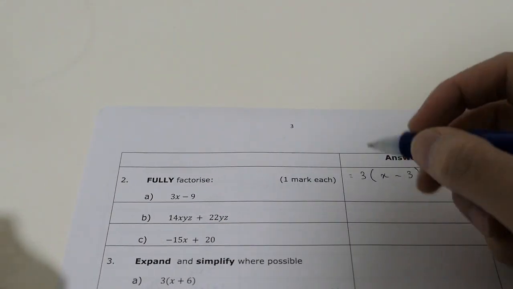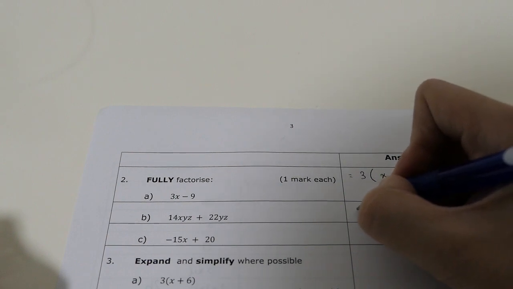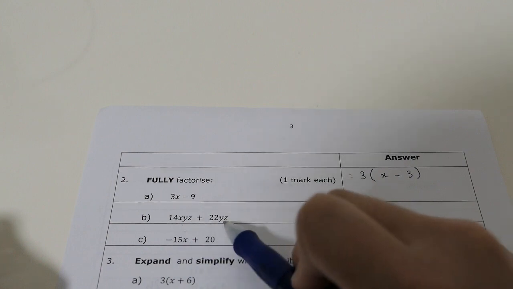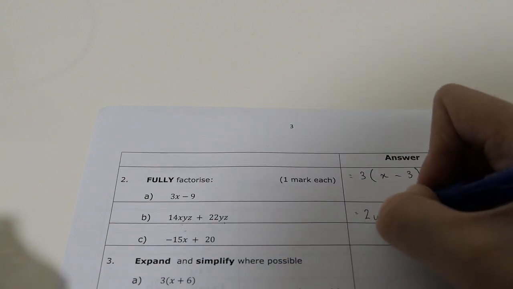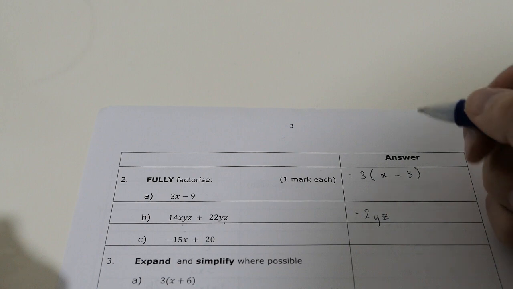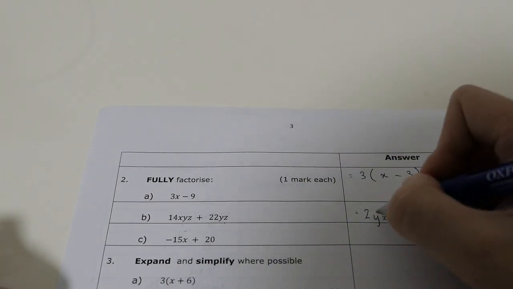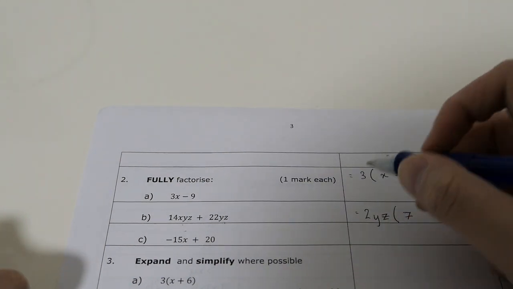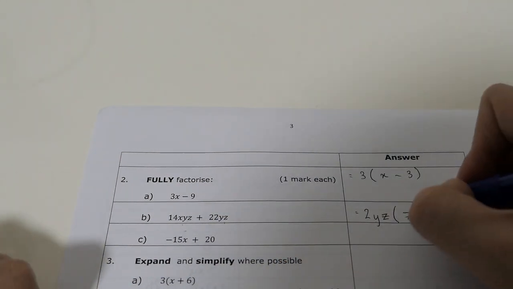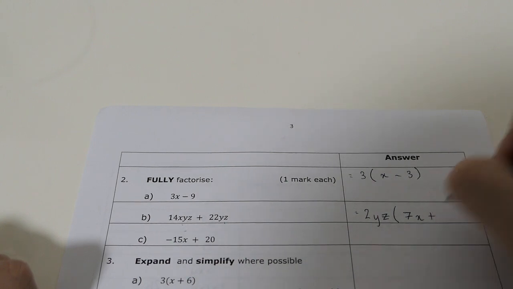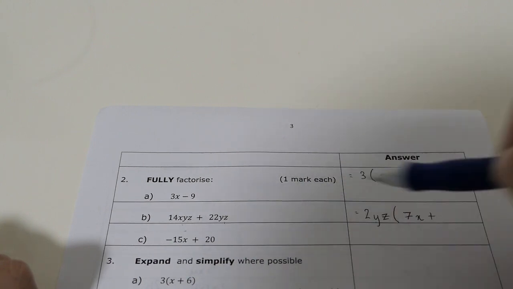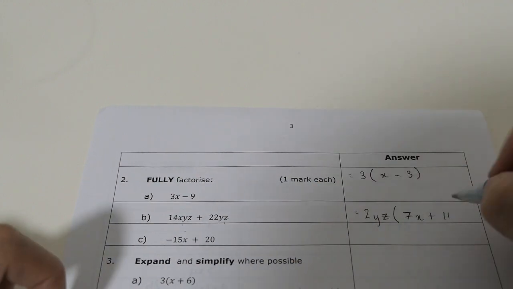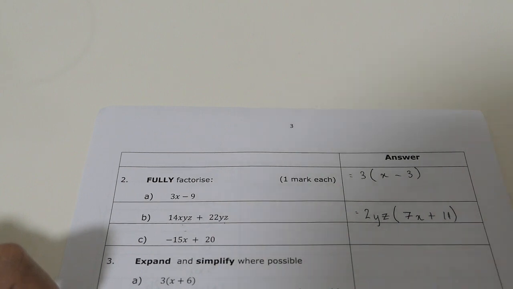Next one, 14xyz and 22yz. I can take out a 2, the highest number I can take out. Well, let's look at letters. X, there's no x here so I can't, but there's both y and z. Then, open my bracket. 2yz times what will give me this? Well, straight away 2 times 7 gives me 14. yz times what will give me xyz? It's missing an x. Next one. Plus 2 times what will give me 22, 11. And then yz times 1 will give me yz. So I don't need to write that.